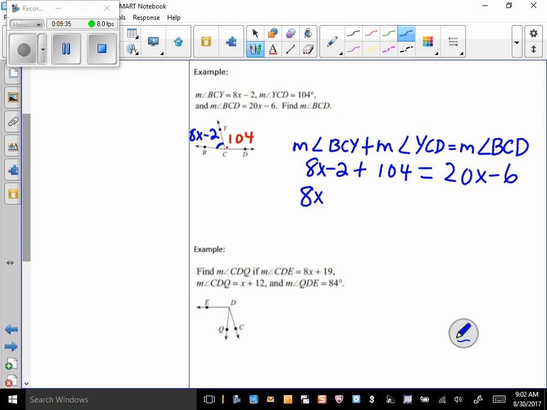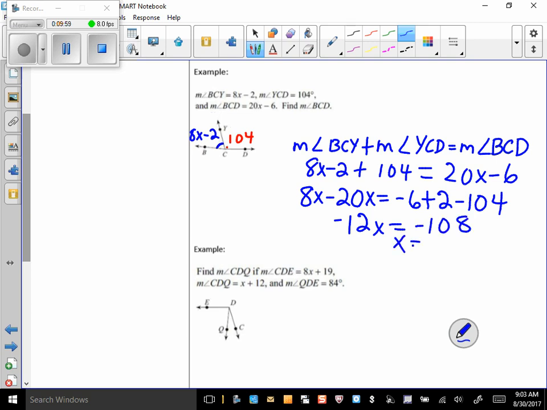So I'm going to subtract 20x from both sides. I got 8x minus 20x equals negative 6 plus 2 minus 104. And when I put all this together, I get, what do I get? Negative 12x equals negative 108. So x is going to be 9.